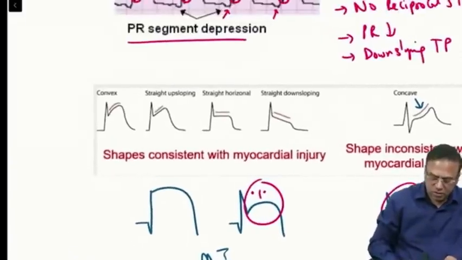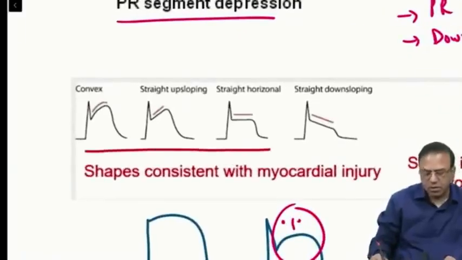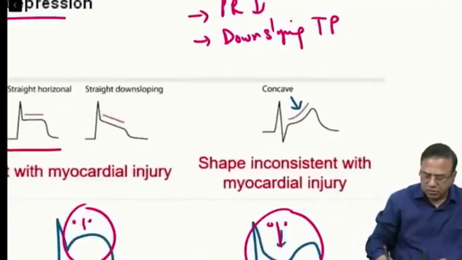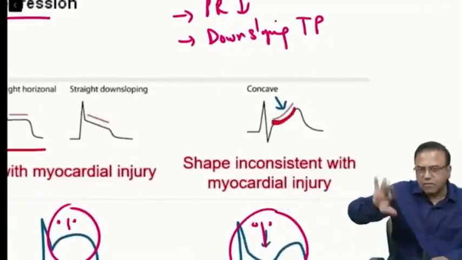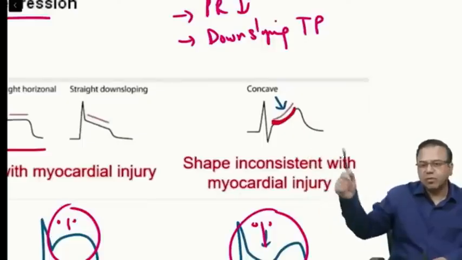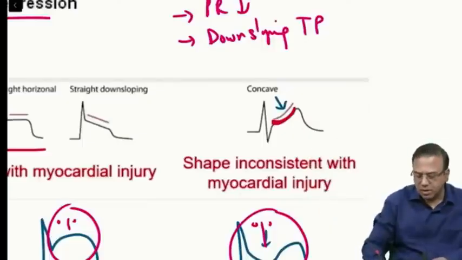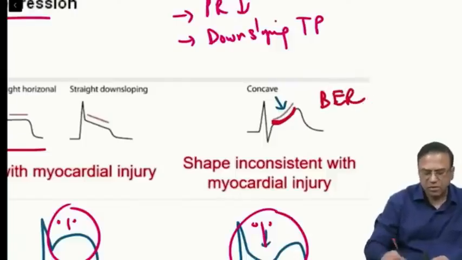So you can see over here, all these are patterns that are possible in MI. Okay, all these are possible patterns in myocardial injury. Whereas if you see early repolarization, benign early repolarization, if you have this kind of a slope, this is inconsistent with myocardial injury. This is what we call early repolarization. This is known as benign early repolarization, which is a normal finding. Okay, this is not an MI feature.